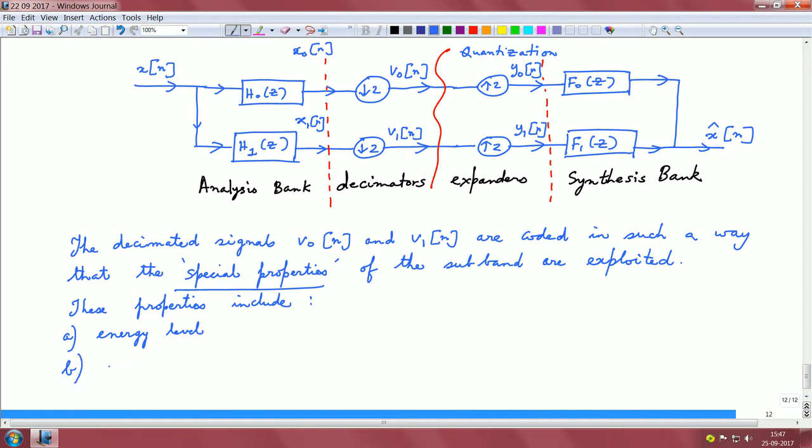Second is the perceptive importance. For example, if you analyze the hearing process, right, there is a sort of a logarithmic response of our ear to various frequencies. That means we do not place the same resolution for all the frequencies that we hear. So, there is this notion of logarithmic kind of rate at which we perceive sounds.